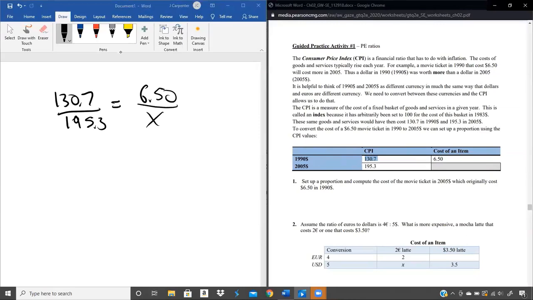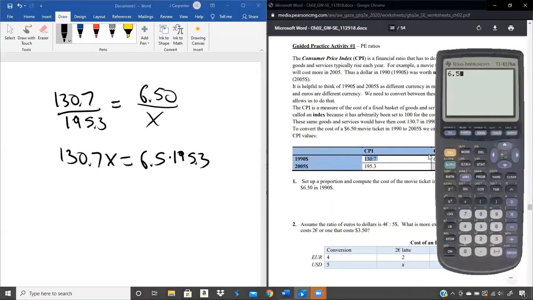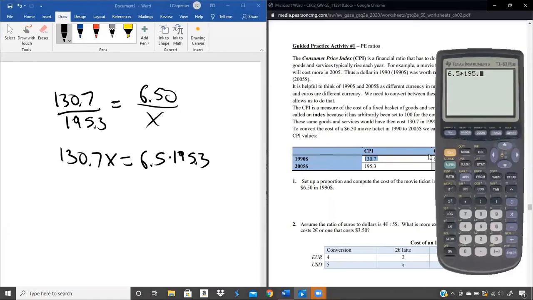So we're going to cross multiply. So we get 130.7 times x is equal to 6.5, I'm going to drop the 0, times 195.3. Then we pull out our calculator. Clear. So we're going to do 6.5 times 195.3. We're going to get 1269.45. So 130.7x is equal to 1269.45. Ooh, that got ugly.